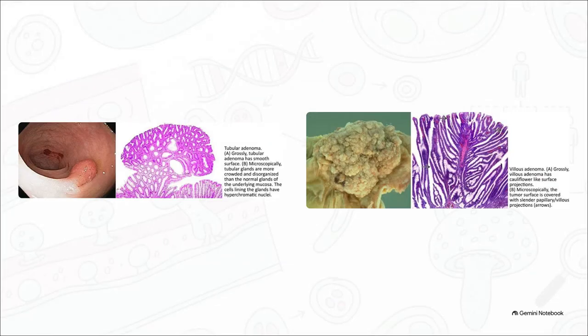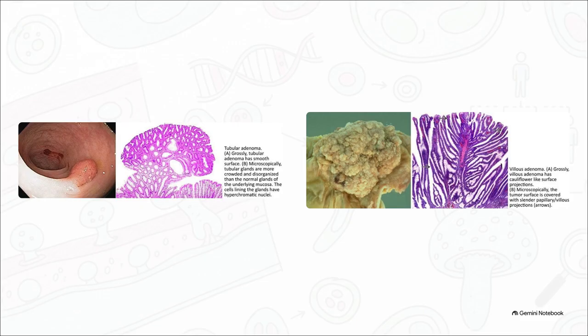Here we're looking at the evolution of adenomatous polyps, which are benign intraepithelial neoplasms arising directly from dysplastic cells. The vast majority of these are driven by mutations in the APC gene, which you'll recall is a key negative regulator of the Wnt signaling pathway. On one side, we have a tubular adenoma. It's small, it's smooth, and it's packed with crowded, disorganized tubular glands.